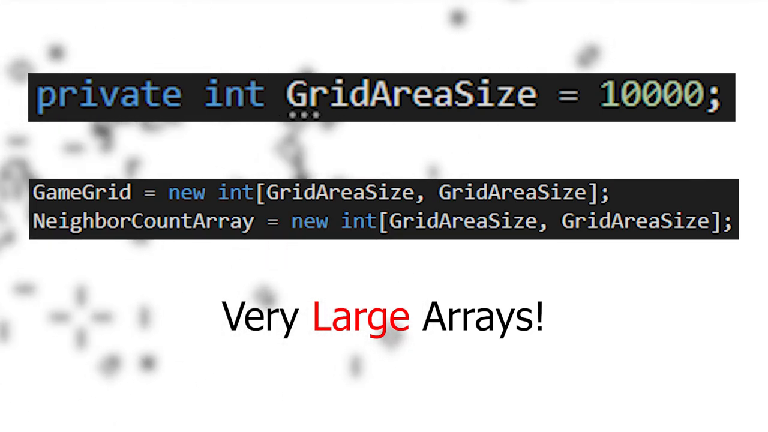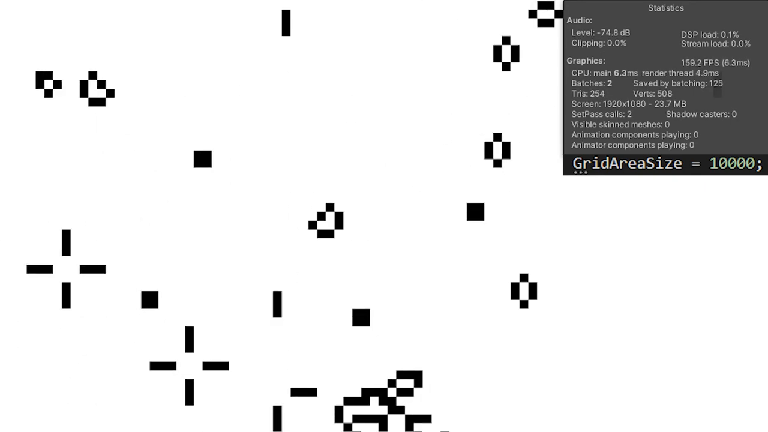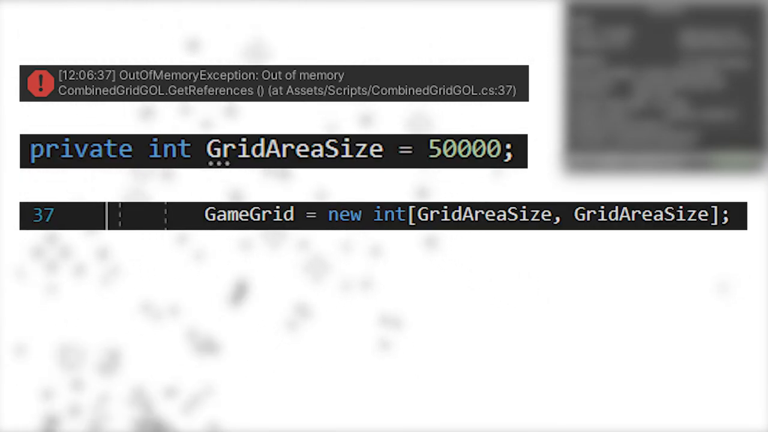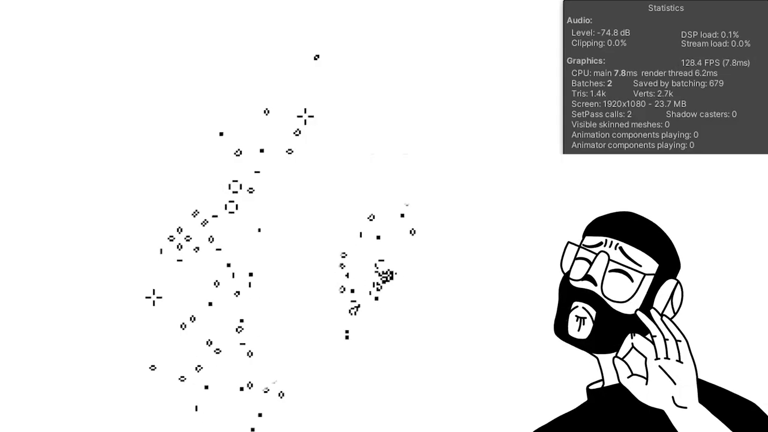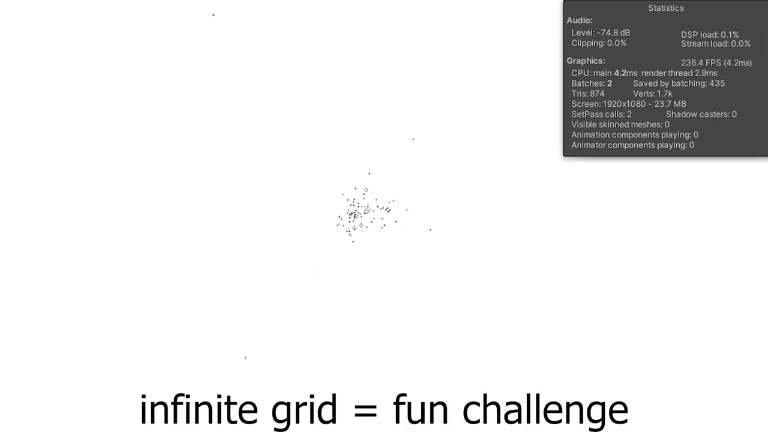But I think most people won't care because I was able to maintain 100 frames a second running an acorn until I hit an out-of-memory exception around a grid size of about 50,000 by 50,000. The sweet spot I found to be a size of about 10,000. It maintained anywhere from 170 frames a second to about 60 depending on what's going on, and a grid of 100 million cells is absolutely massive. Also, if you zoom out and try to fit the entire grid in frame, you can't even tell what's going on anymore. So you could say that even though the infinite grid would be an incredibly fun challenge, it's also mostly pointless for most people.